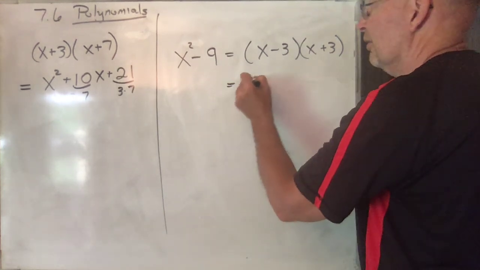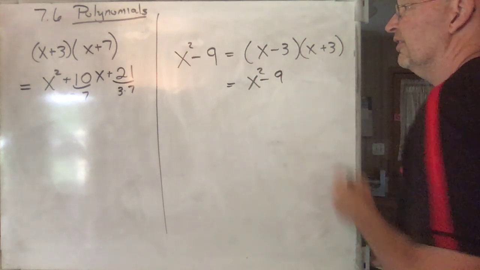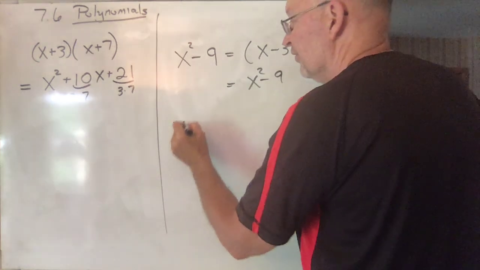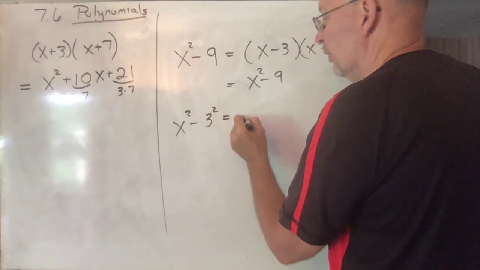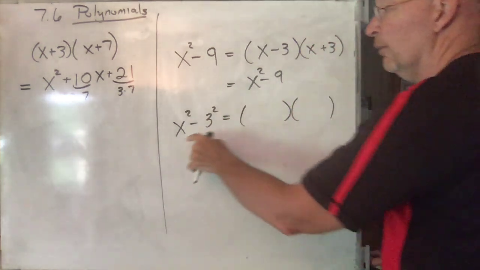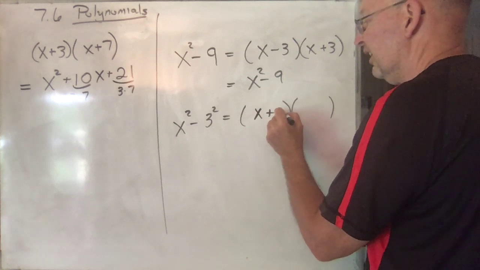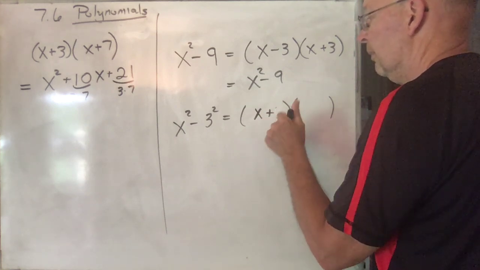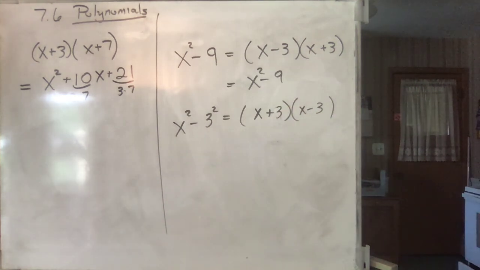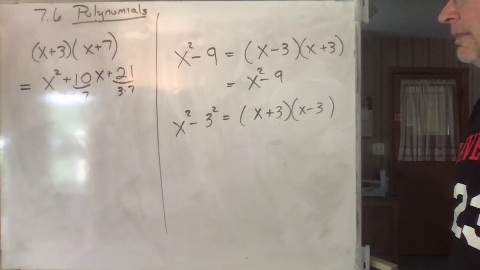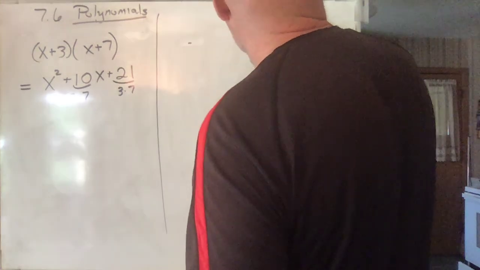Let's check it out. You're going to get x squared minus 3x plus 3x. They add to 0, -9. The other way to have done this is notice that this is just the same as x squared minus 3 squared. And what did we just learn a few minutes ago? We said if you have one thing squared minus another thing squared, it's what? It's the first thing plus the second thing times the first thing minus the second thing. So there it is right there. Okay? Let's do one more just for practice.